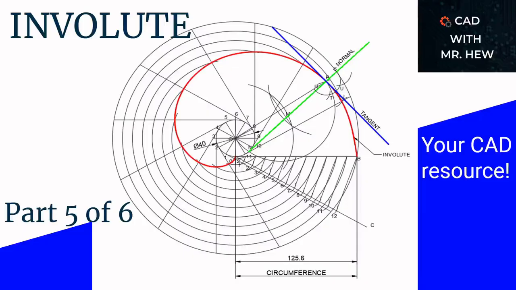Good. We have come to the end of today's video. In today's video, we drew the normal and tangent to the involute of a circle drawing, and in part 6 of the 6 videos, which is the next video, we'll be continuing the drawing. So we're looking forward to seeing you in that drawing.